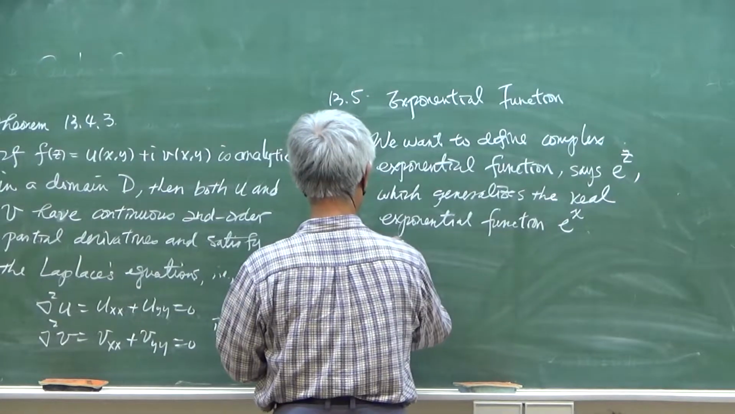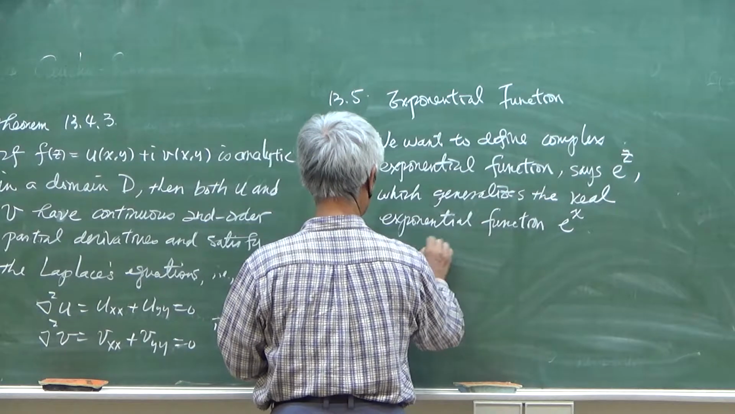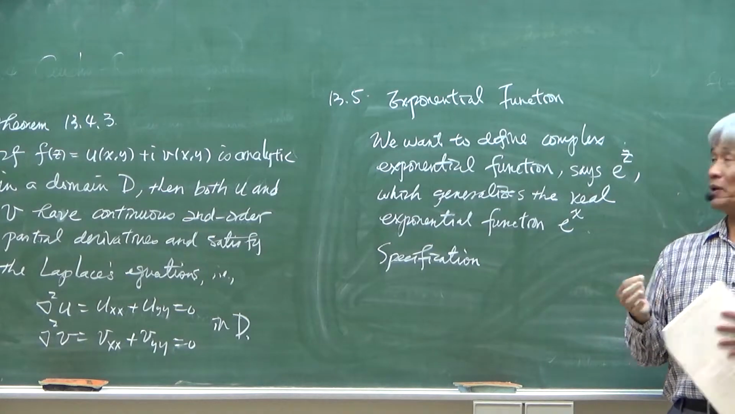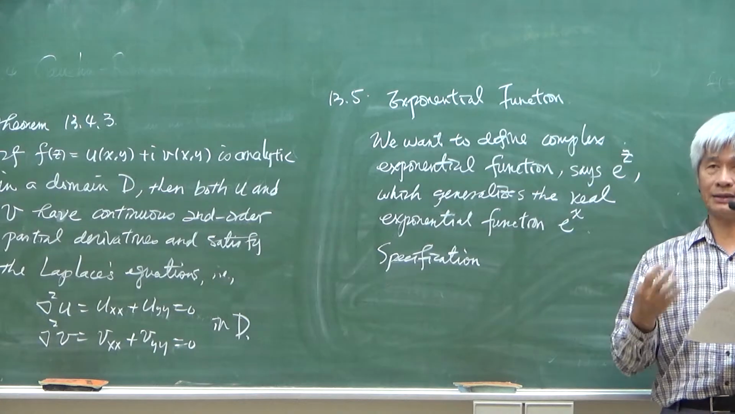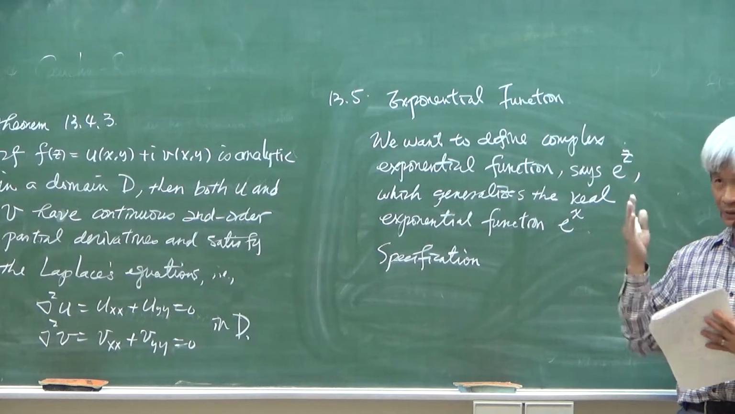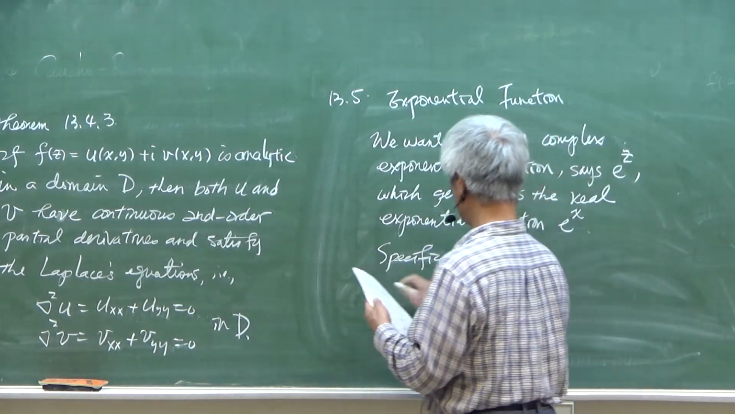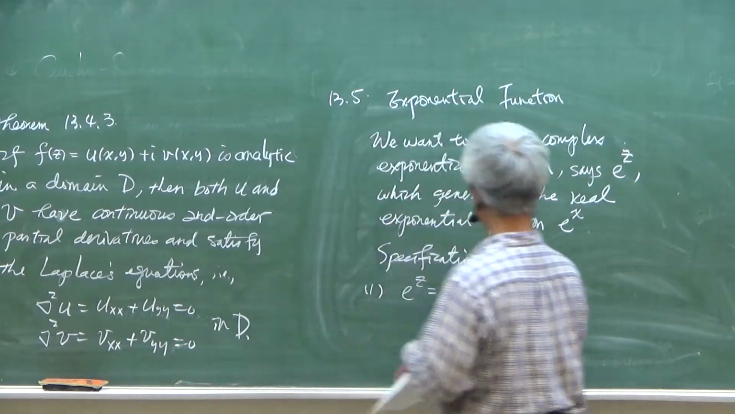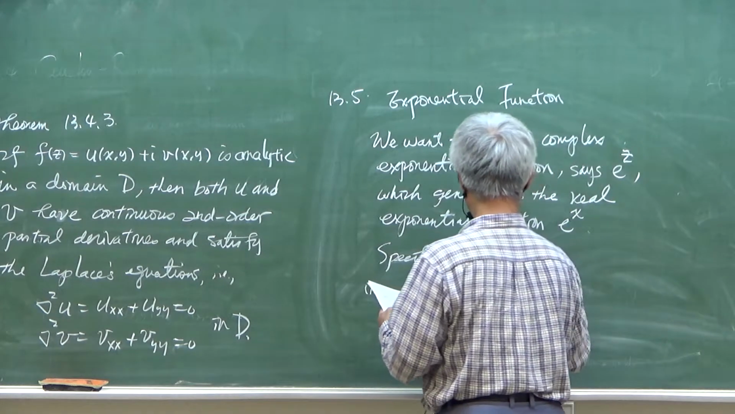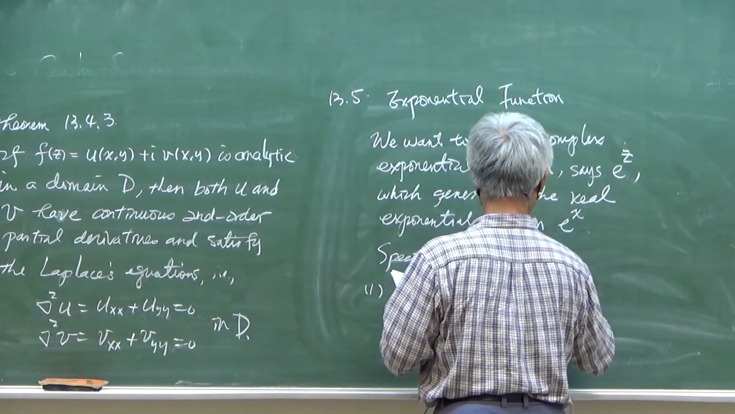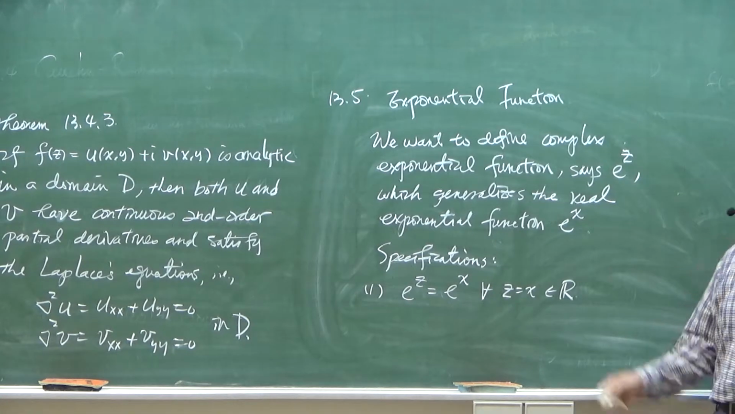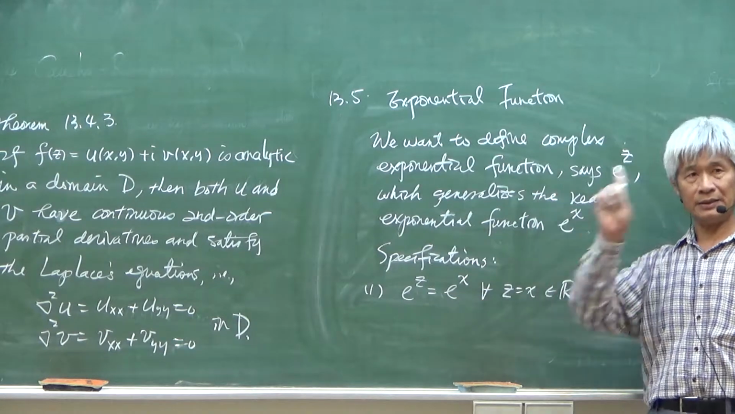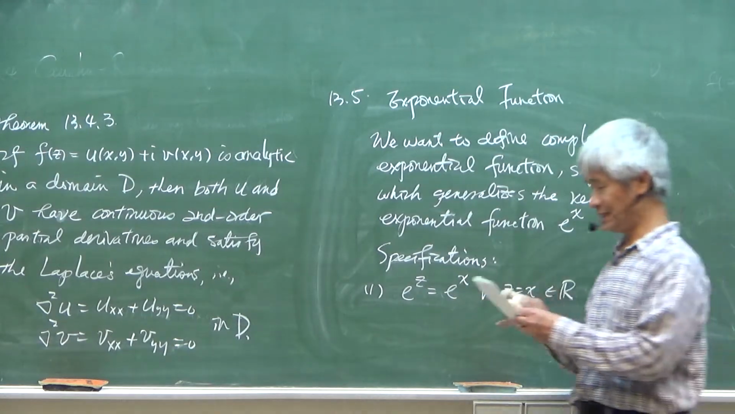So the specification, just like we want to create a program. Now we want to invent a function, and so we need a specification, right? The first one is that, because it's a generalization, an extension, if the complex number z is just a real number, then it must agree with the real exponential. This is the first requirement, for extension.